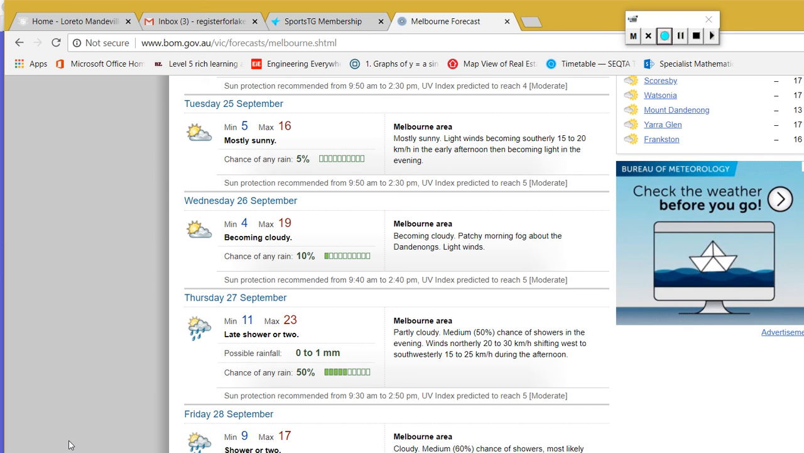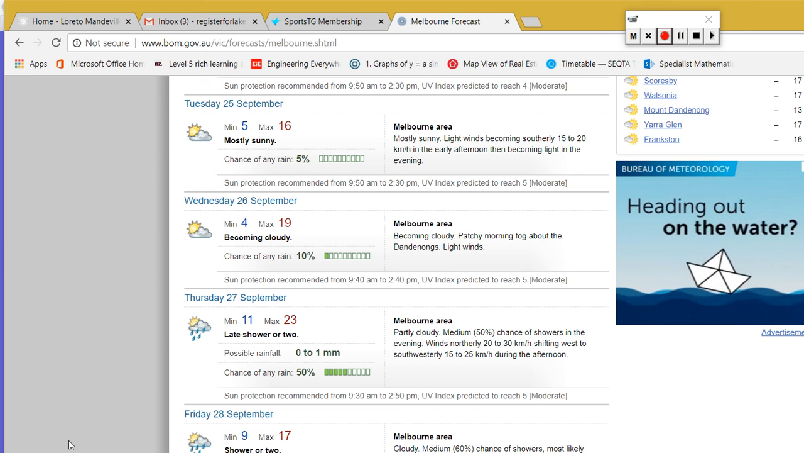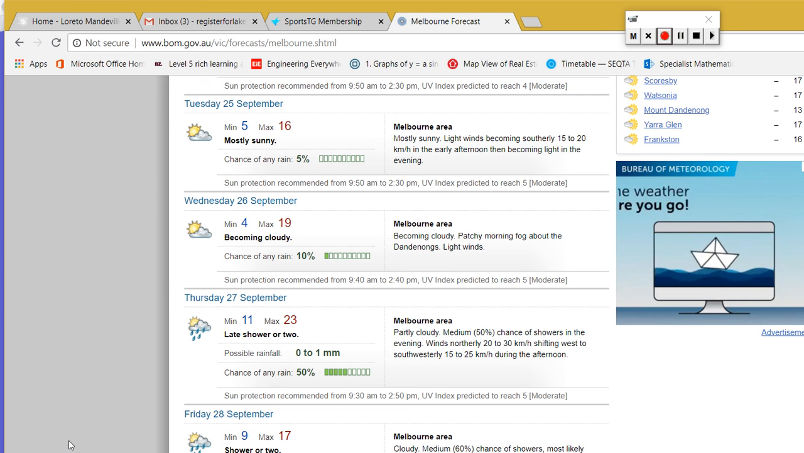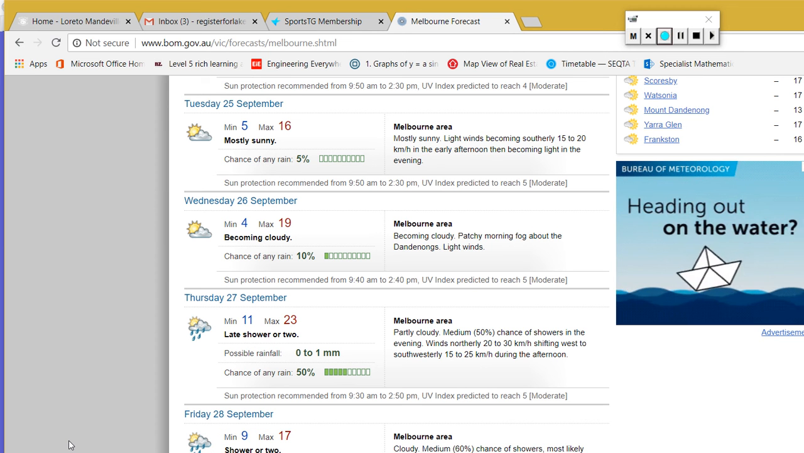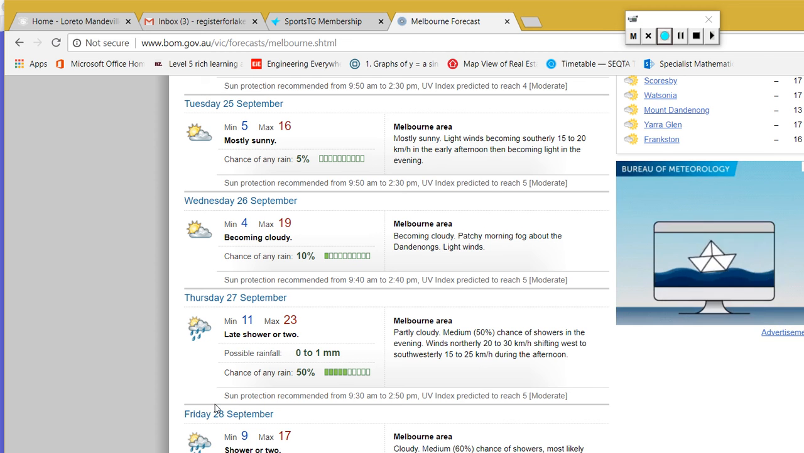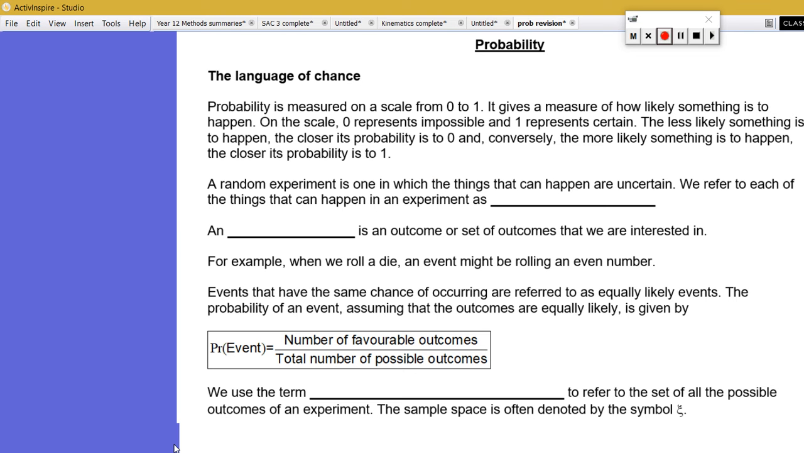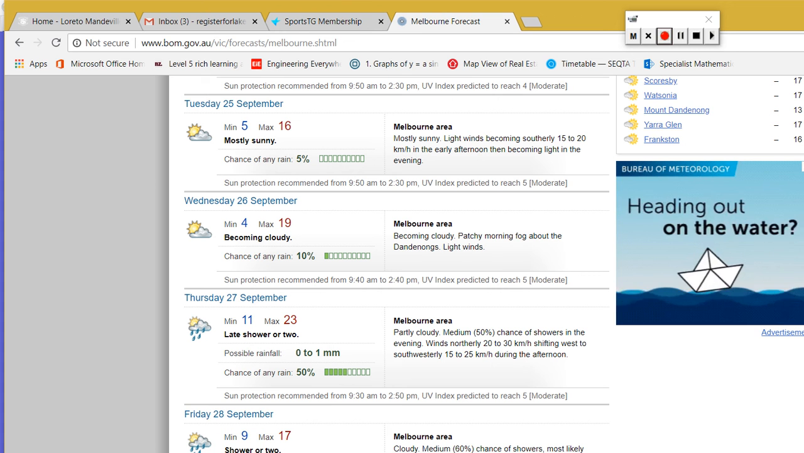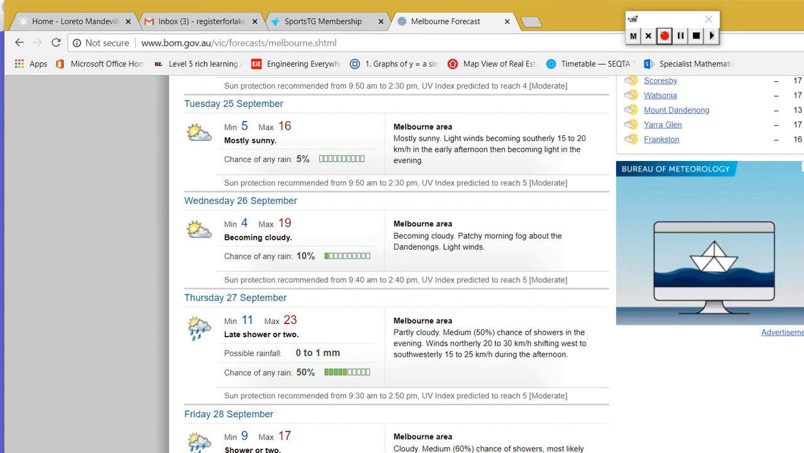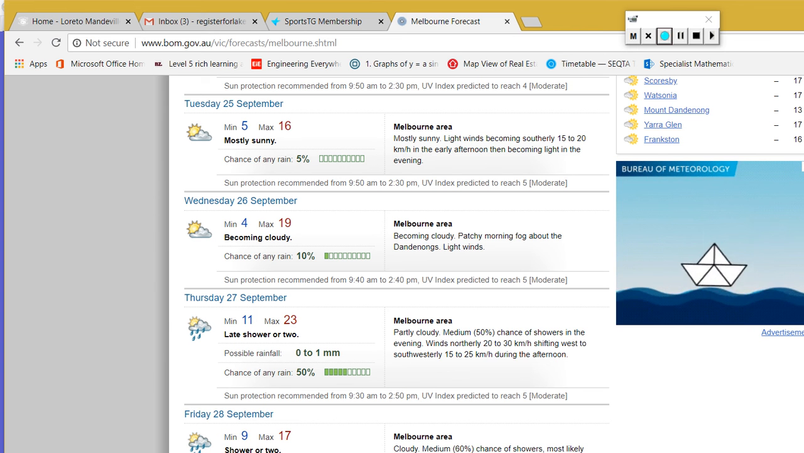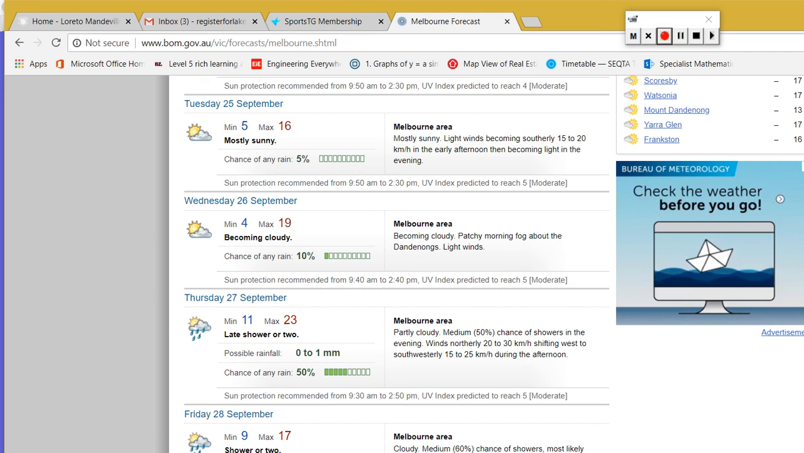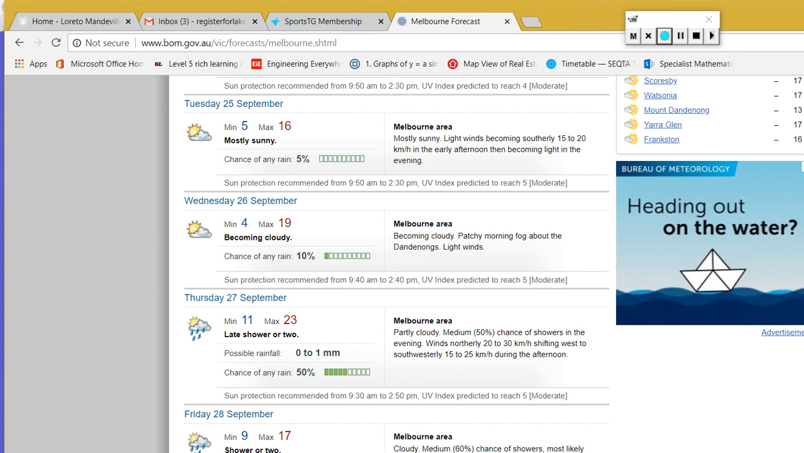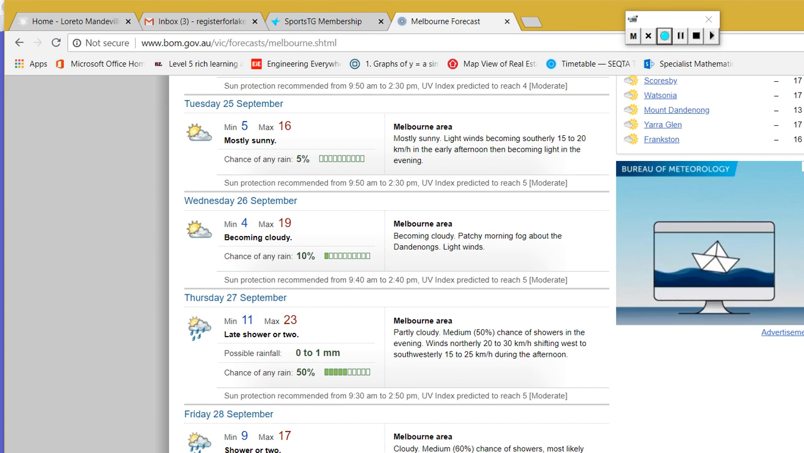When you're talking about the chance, it's okay to use a percentage, but if we're talking about the probability of any rain, we can't use percentages. A probability is always a number or a proportion between 0 and 1. When I say a proportion, I mean a fraction or a decimal between 0 and 1. So while the chance of rain tomorrow might be 5%, the probability of rain is 0.05, because 5% as a decimal is 0.05. And on Wednesday, the chance of rain is 10%, but the probability of rain is 0.1.